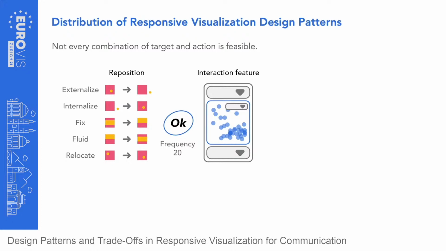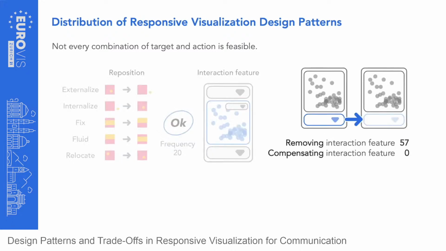However, repositioning interaction features is less explored except fixing the position of interaction feedback. Also, while removing interaction features is quite common, how to compensate such changes may need more research attention under responsive visualization context.